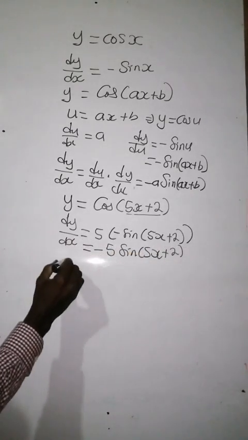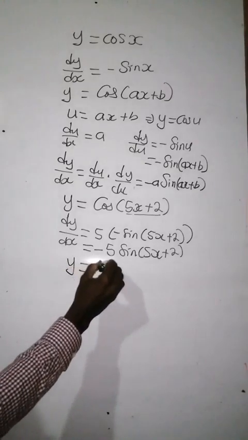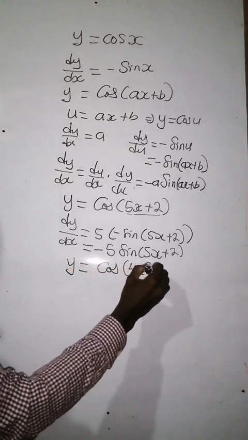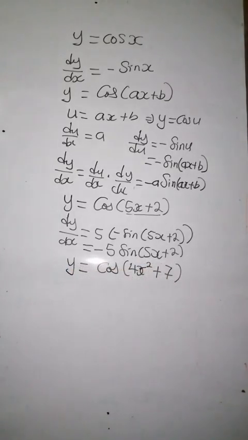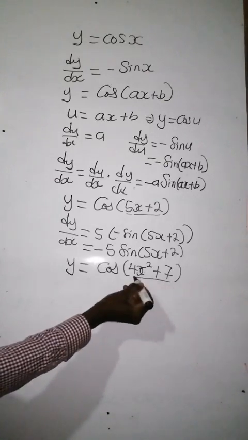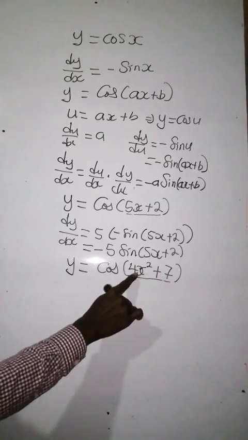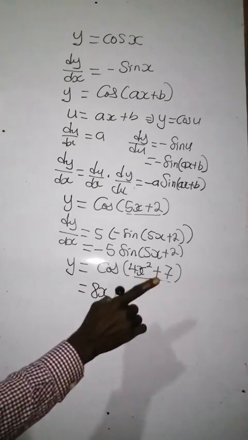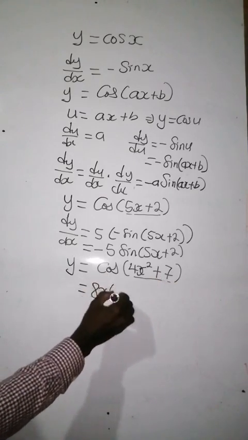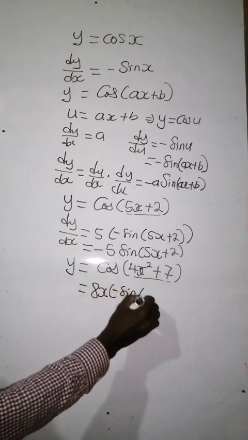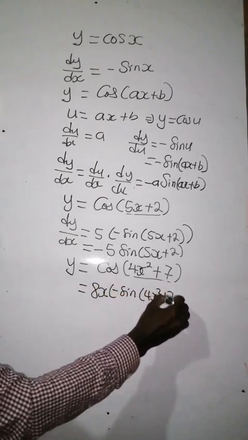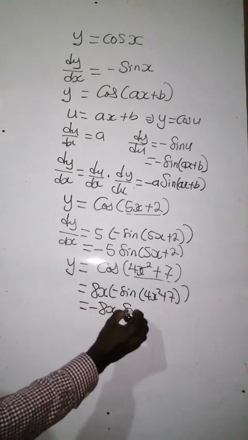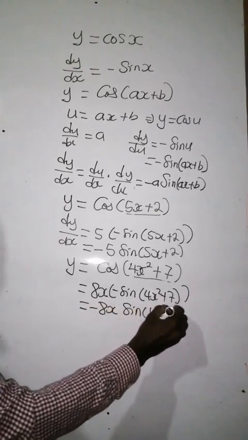Now let's look at another example. Let's take y equal to cosine of 4x squared plus 7. In this case, you take 4x squared plus 7 and differentiate it with respect to x. This gives 8x. Remember, the derivative of 7 is 0. That is a constant. So if you take cosine of the whole angle and differentiate it, you get negative sine of the whole angle. So this gives negative 8x sine of 4x squared plus 7.